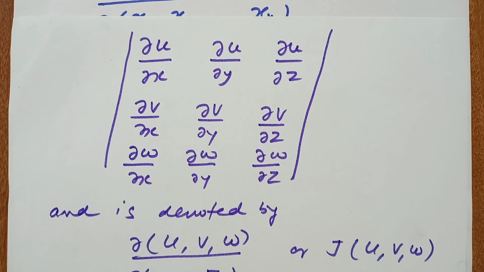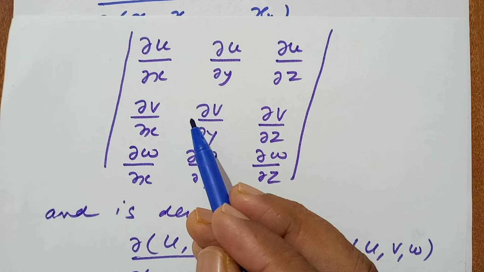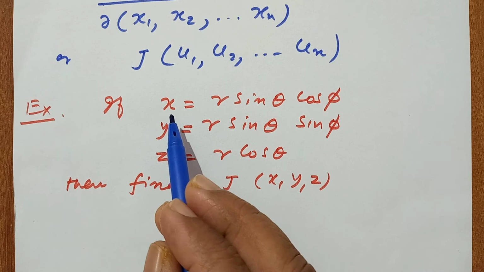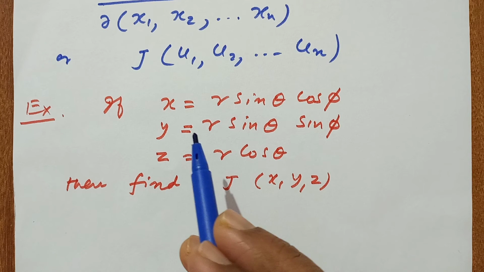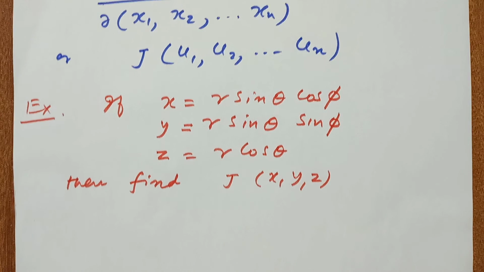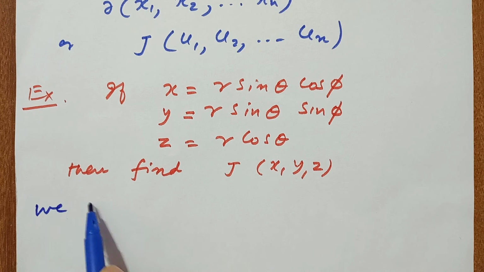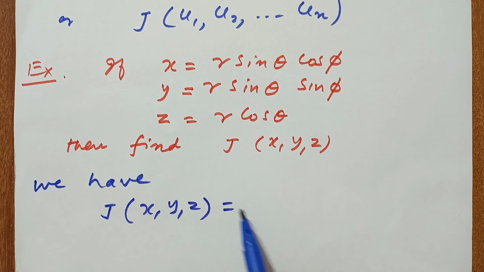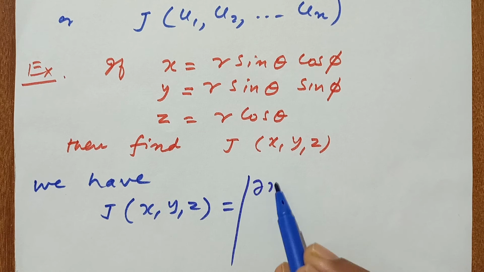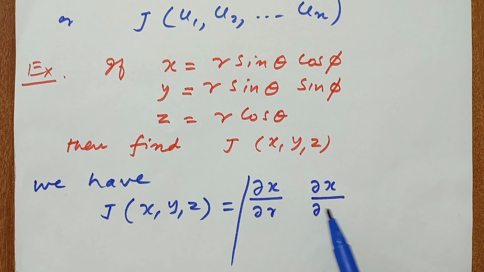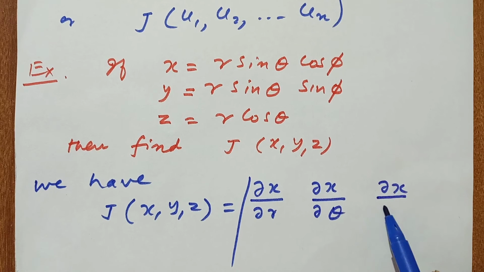First we will calculate the partial derivatives of x with respect to r, theta and phi, and similarly for y and z. So we have J of x, y, z equal to the determinant with first row del x upon del r, del x upon del theta, del x upon del phi.